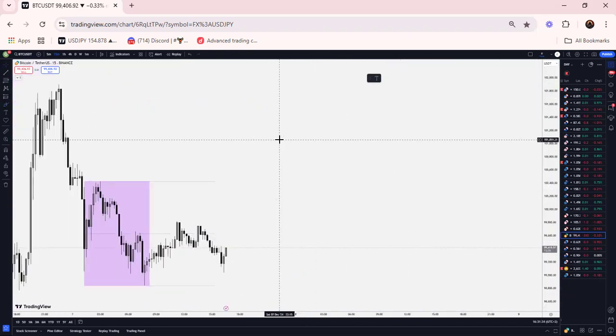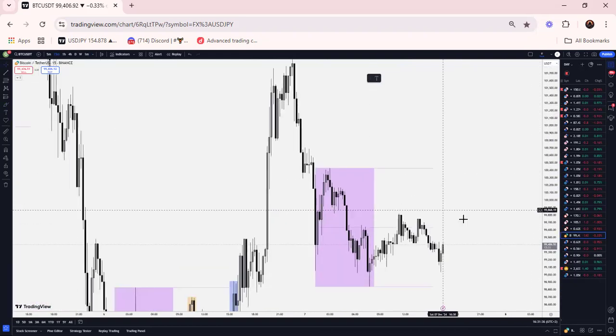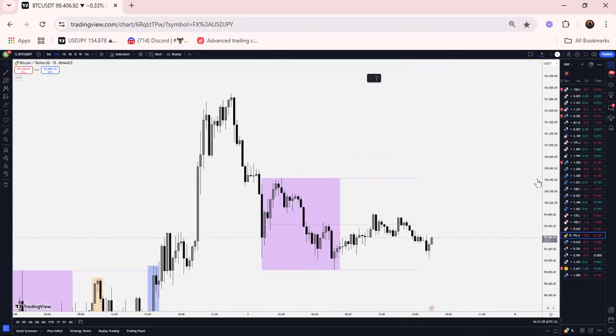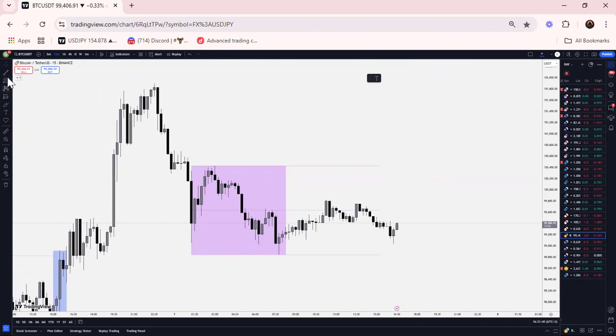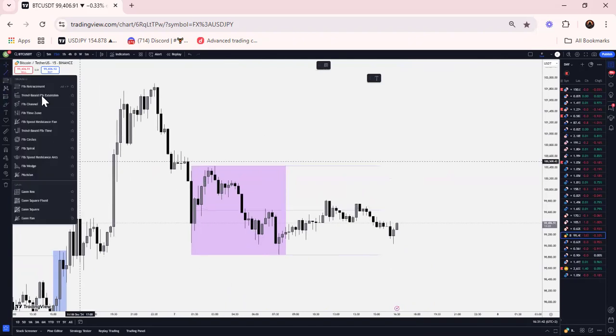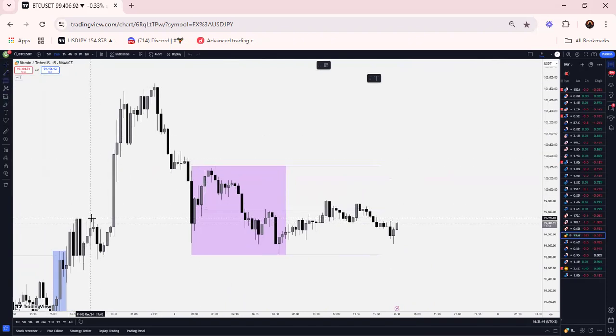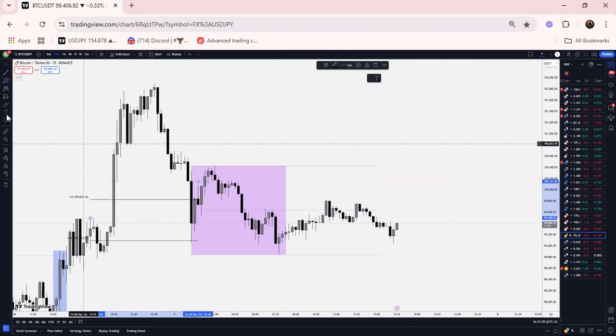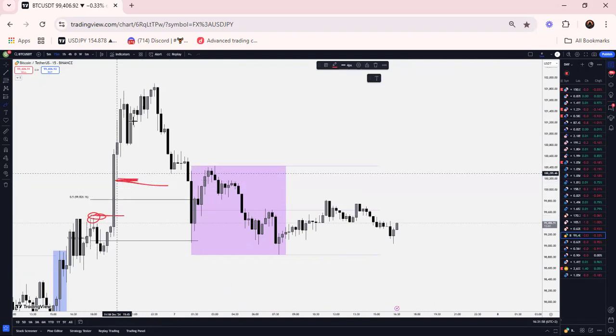So if you look at imbalance here, as you can see, something like that. You have imbalance from here, from that low to that low. You have from that high, from that one to that one here. Because the imbalance here doesn't have any imbalance after that.